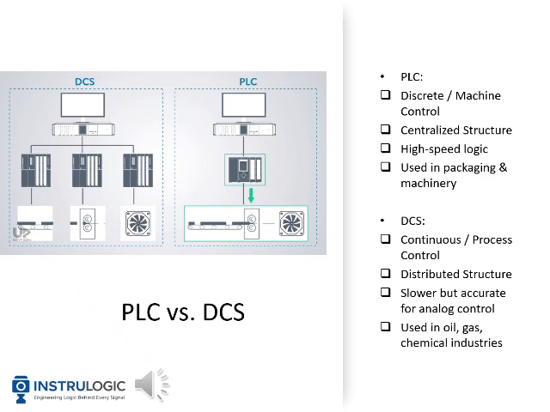PLC and DCS are both control systems, but they serve different purposes. PLCs are mainly used for discrete or machine control, like packaging machines, and they work with high-speed logic in a centralized structure. On the other hand, DCS, or distributed control system, is designed for continuous process control, such as in oil, gas, or chemical plants. DCS uses a distributed structure and is slower but very accurate for analog control. Think of PLC as a sprinter, fast and focused on short tasks, while DCS is like a marathon runner, steady and built for long continuous processes.